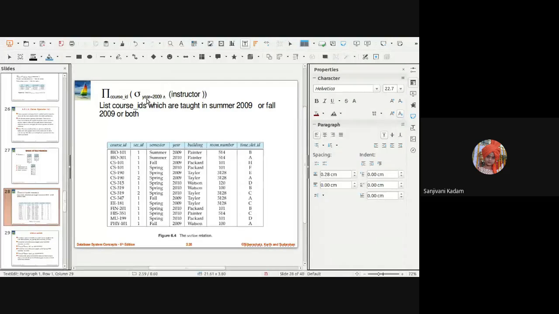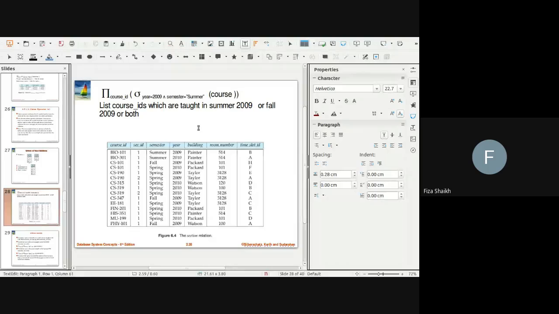Then which predicate should I write here? Year equal to 2009, that's done. But what about semester equal to summer? Okay, which are taught in summer, done. And what about the fall 2009?